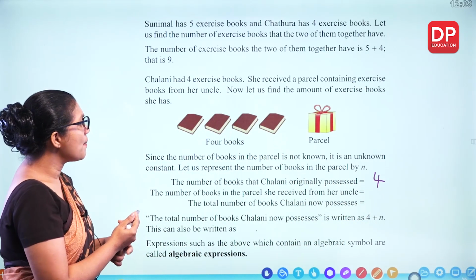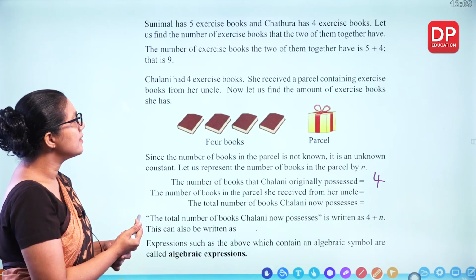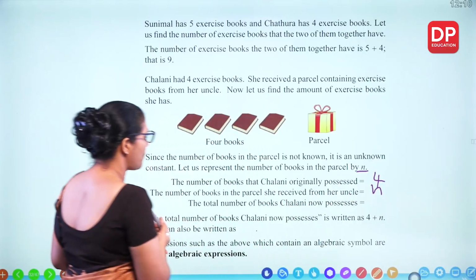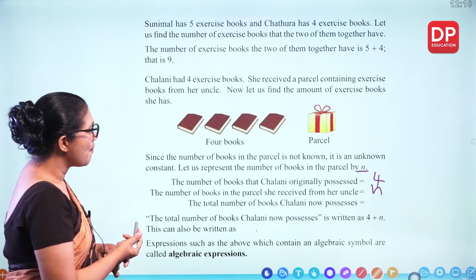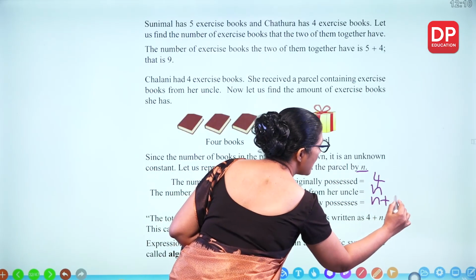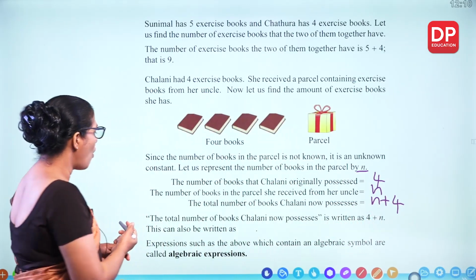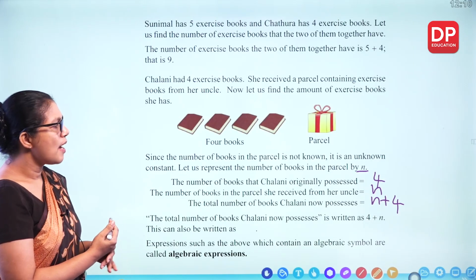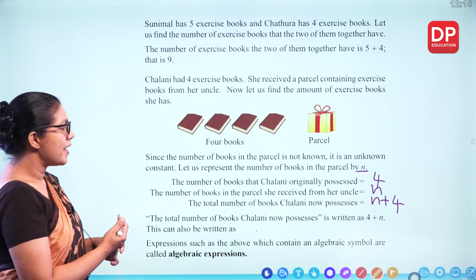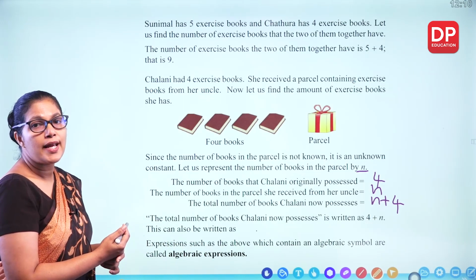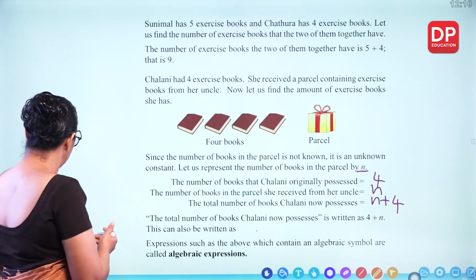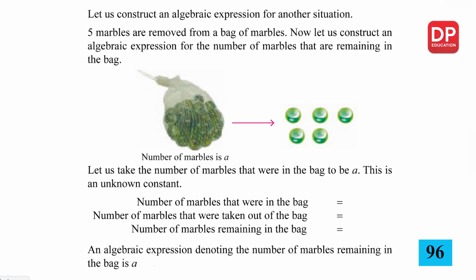The number of books in the parcel she received from her uncle. So we took n number of books. Then what's the total? Total number of books Chalani now possesses is n plus 4 or 4 plus n. 4 plus n or n plus 4 is the total number of books now. Expressions such as the above, which contain an algebraic symbol, are called algebraic expressions. So this is an exercise in your textbook. Another exercise in your textbook.